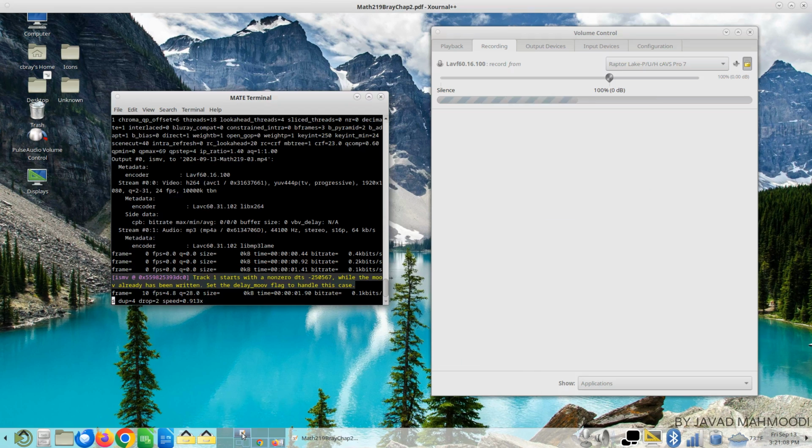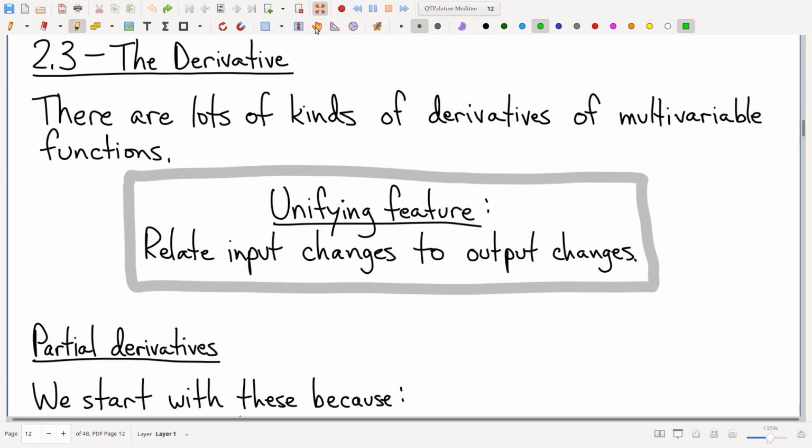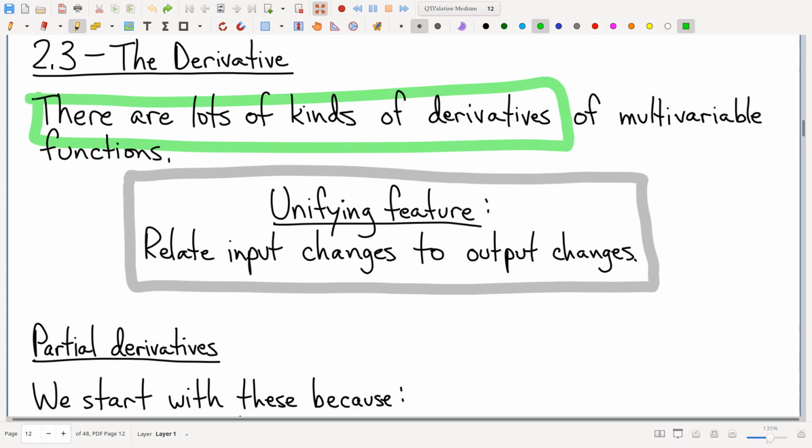Okay, off we go. So here's where we're picking up from last time. New section, we're starting with 2.3, talk about derivatives. Here's the first big headline.